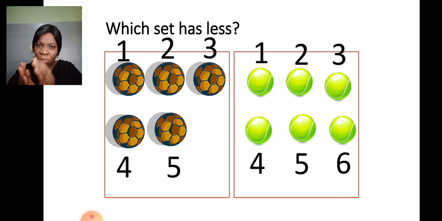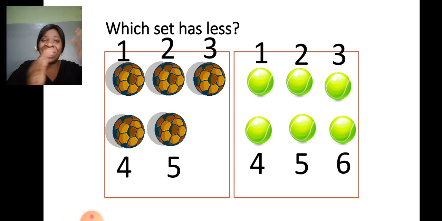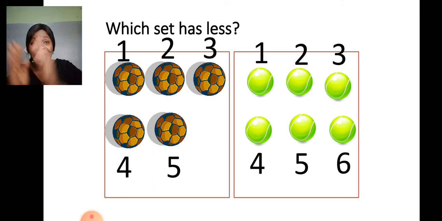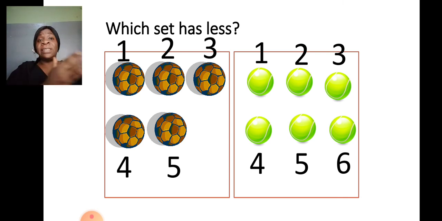Which set has less? Which set has the lesser number? Which set is smaller? The football is 5, the green balls are 6. So which set is smaller? You're right. The football is smaller. They are lesser because they are just 5 in number, while the other set is 6 in number. Remember that 5 is smaller than 6. So the set that has lesser balls is the football, the brown balls. Well done.